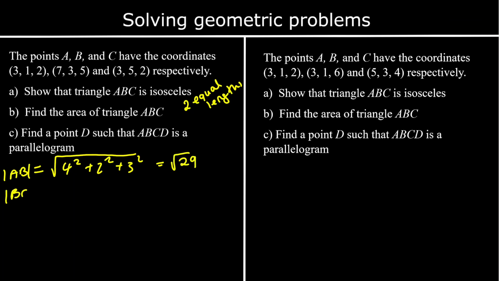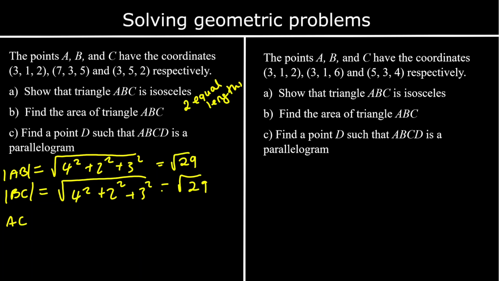For BC. How far do we move to get from B to C? So it's 4, 2, and 3. So that's square root 29. And AC. So it's 0 in the x direction, 4 in the y direction, and 0 in the z direction. So that's square root 16, which is 4.